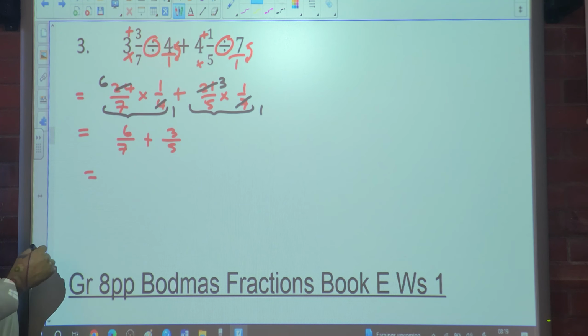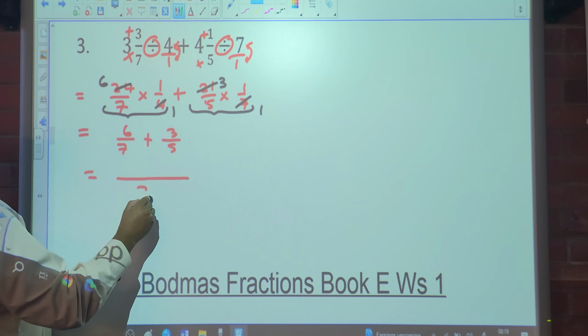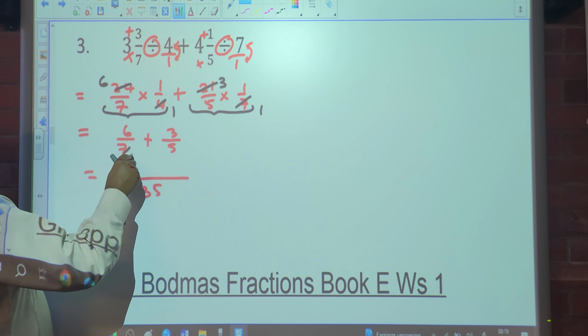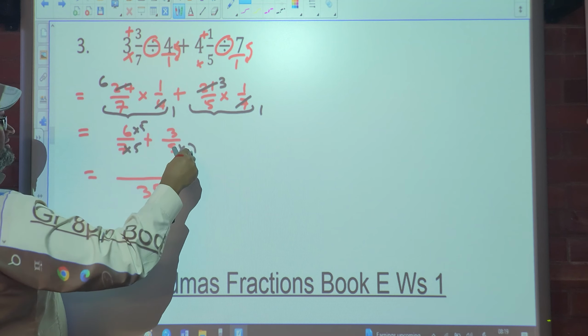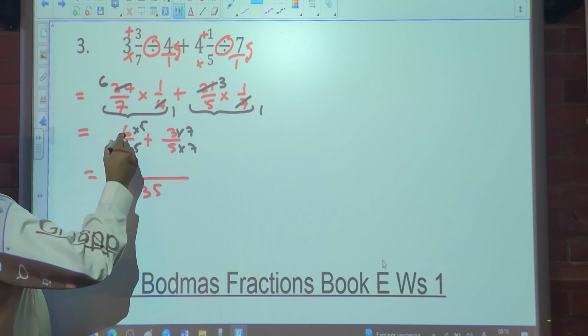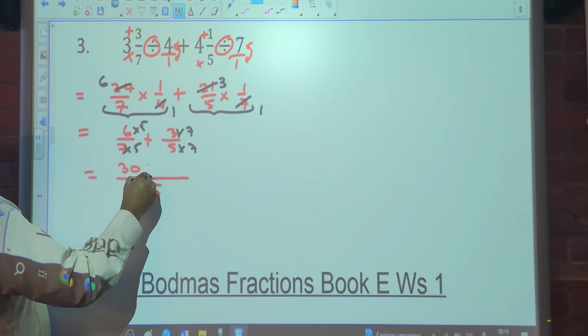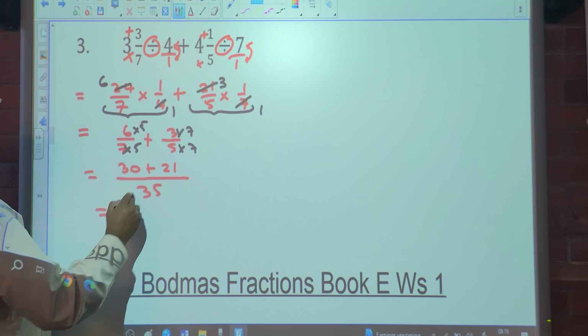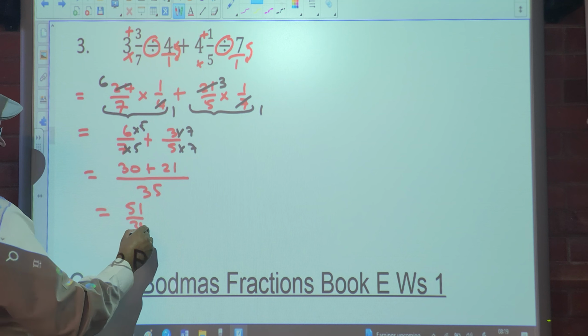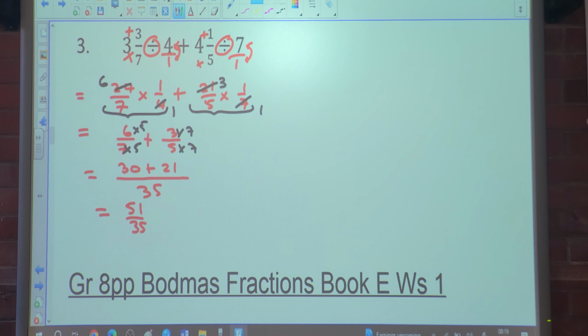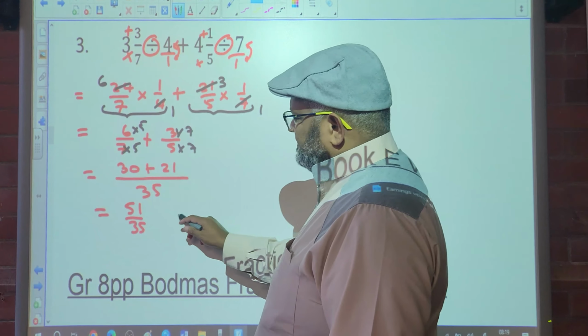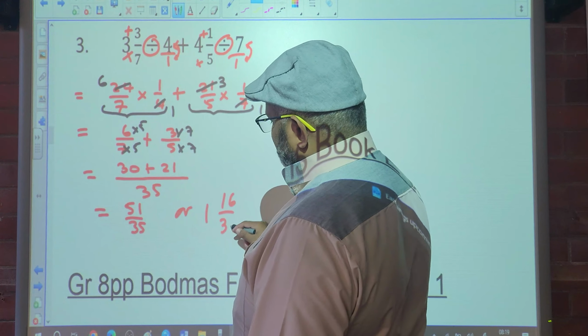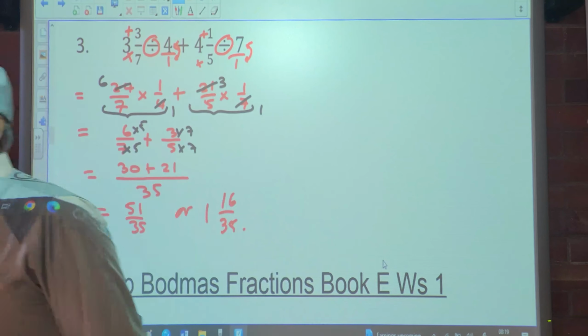What's my LCM here? 35. So I'll multiply this by 5 and this by 7. So 6 multiplied by 5 is 30, plus 21. In other words, it's going to be 51 over 35. Is there any number that goes into 51 and 35 without remainder? 17 goes into 34, so no, there's no number. This could also be written as 1 and 16 over 35. Do you all agree with that?